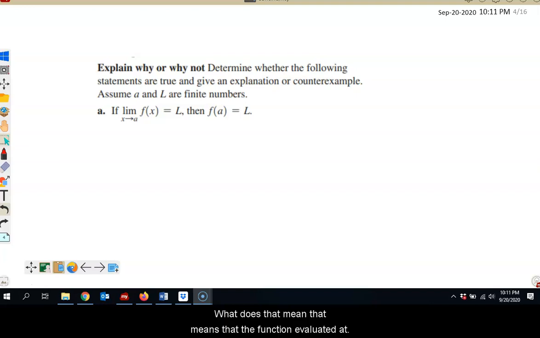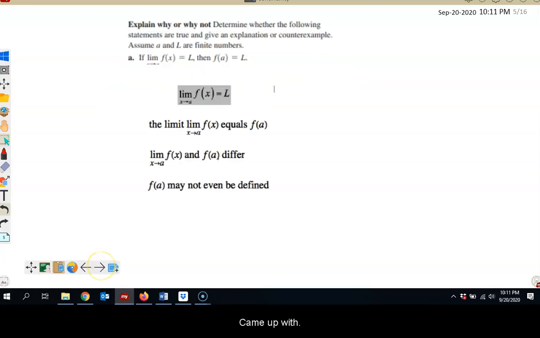What does that mean? That means that the function evaluated at a equals the limit as x approaches a of f of x. I'll give you time to think. True or false? All right, let's see what you came up with. So let's take a look here.